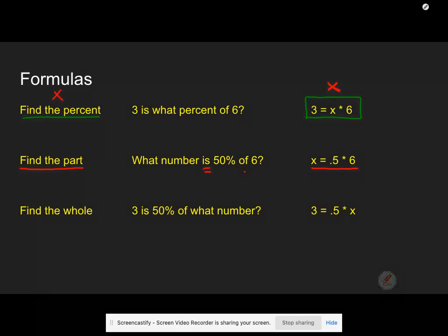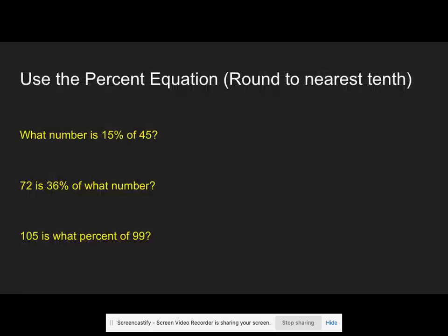Then the last one, finding the whole. So you could see 3 is, equals, 50% of what number. And so here again, this is the way you would set up your equation. So making sure that you have the words finding the whole, finding the part, and finding the percent, with how you would set up their equation on your paper, is really important. You might want to highlight that information. That way you know where to find it.